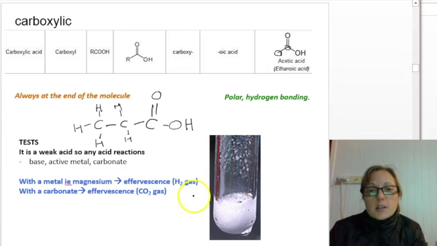A bit of a reminder here, you're not going to be able to see hydrogen gas or carbon dioxide gas. So if you're reacting the acid with a metal such as magnesium, you're not actually going to see the H2 gas, but you are going to see evidence of bubbles like you can see in this picture here. So if you ask for an observation, it would be bubbles that you saw.